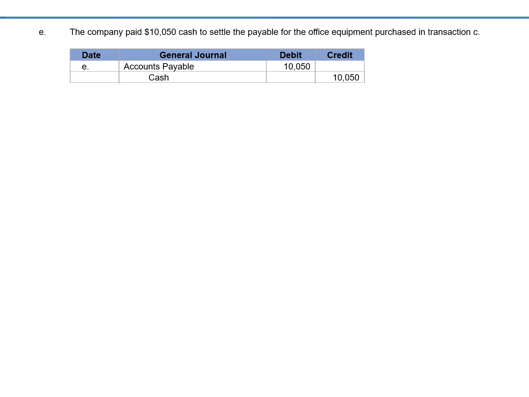And then we're going to reduce our cash account. Our cash account's an asset. And in order to decrease asset accounts, we credit.